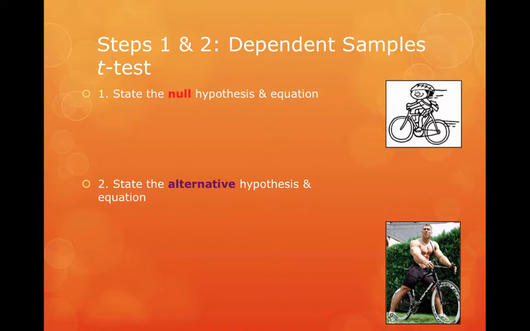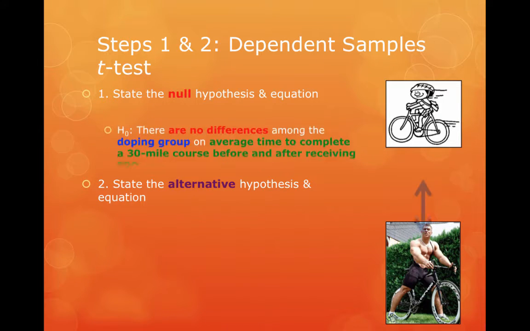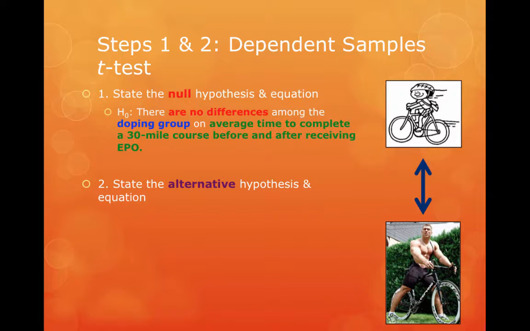So thinking about steps 1 and 2. Well, step 1, state a null hypothesis. Simply put, there are no differences among the doping group on average time to complete a 30-mile course before and after receiving EPO. We're stating that there are no differences, stating who is our group, essentially the doping group, and the outcome, which is average time to complete a 30-mile course, and then talking about before and after whatever the intervention or whatever the event is. In this case, introduction and receiving of EPO.